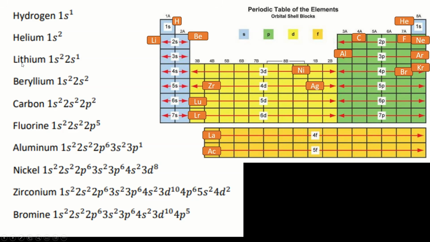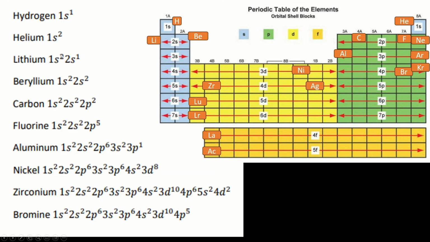For lithium, starting from left to right at the very top, to get to lithium we go through the entire 1s series, so both elements, 1s2, and then we make it to the 2s series, but we're only at the first element of the 2s series, so 2s1. So every electron along the way gets us 1s2, 2s1.